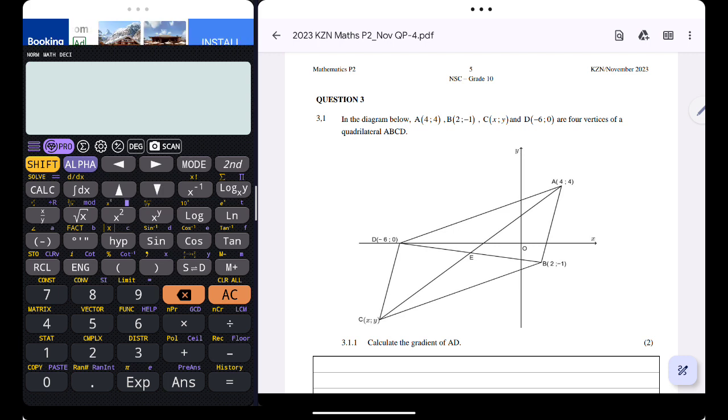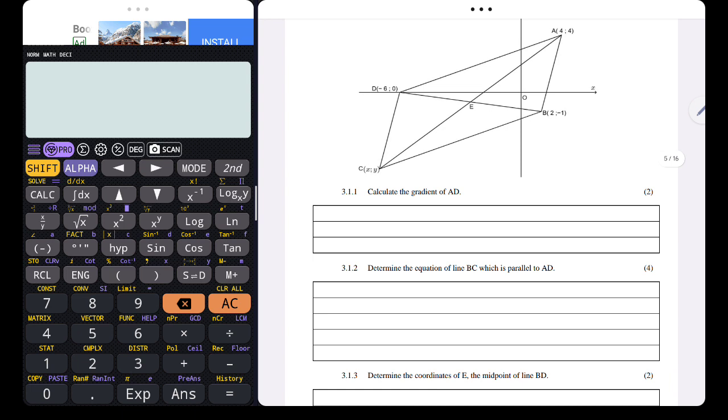This video will be about the 2023 examination question paper, which was written in the province of KwaZulu Natal. I will mainly focus on question 3, which is just analytical geometry.